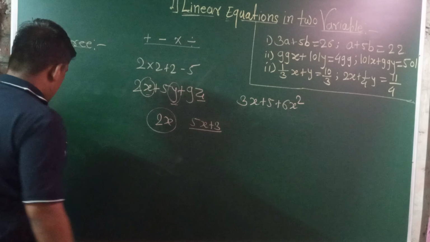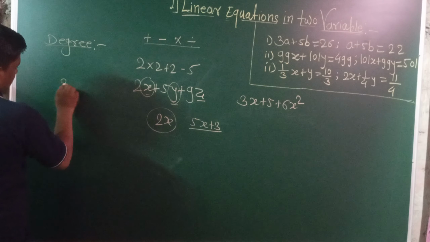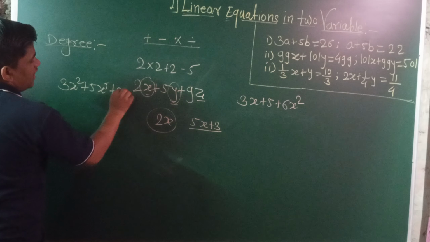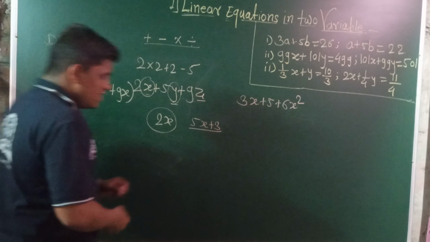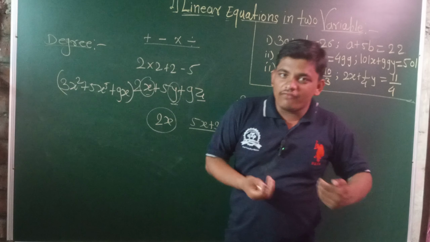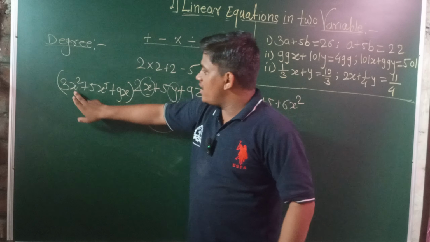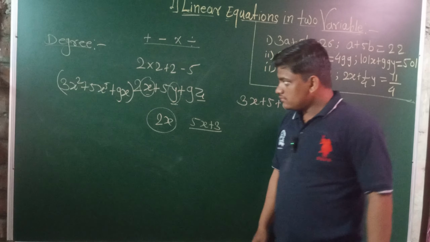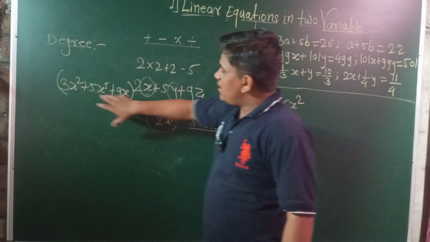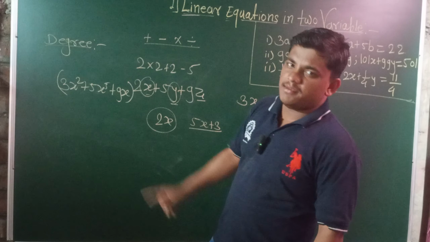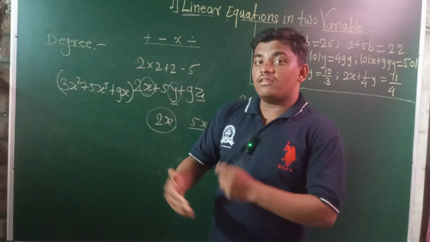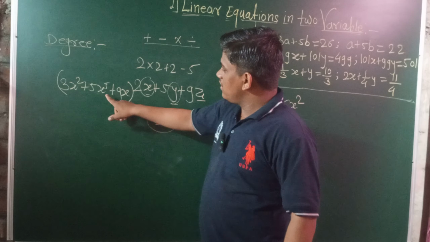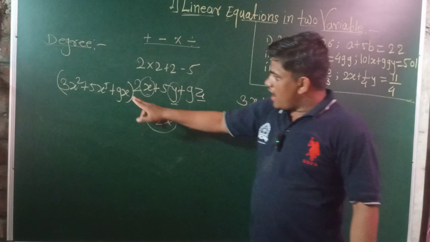What is the degree? Consider one equation, that is 3x square plus 5x raised to 5 plus 9x. In that equation there are three different terms. First is 3x square, second is 5x raised to 5, and third is 9x. In that particular equation, we have three different variable terms. The letter is one, but the values of the variables are different. The first is x square, second is x raised to 5, and third is x.